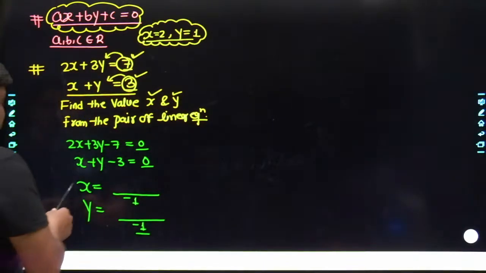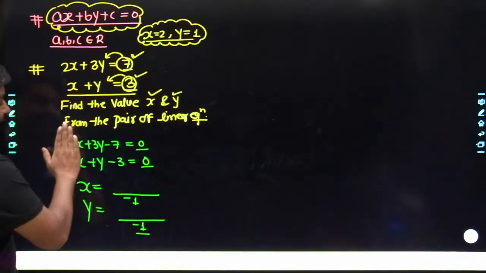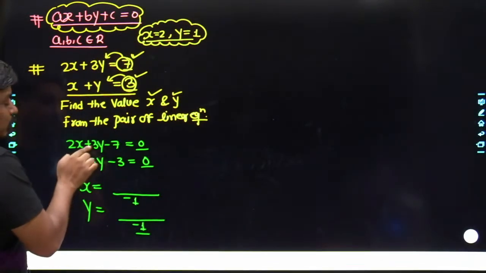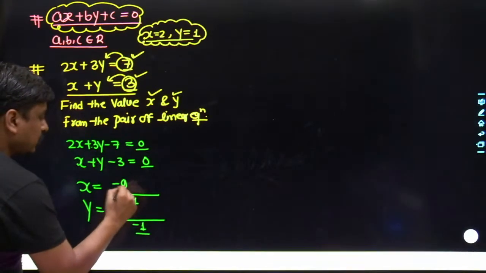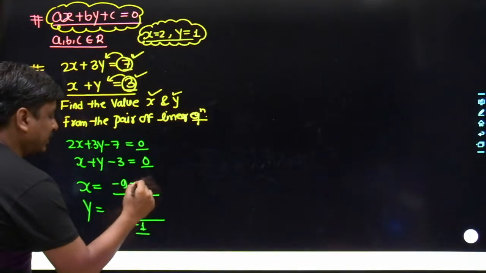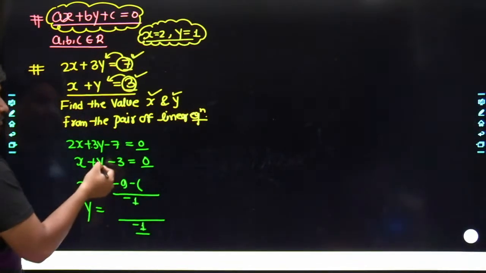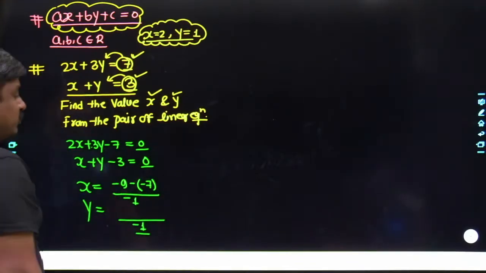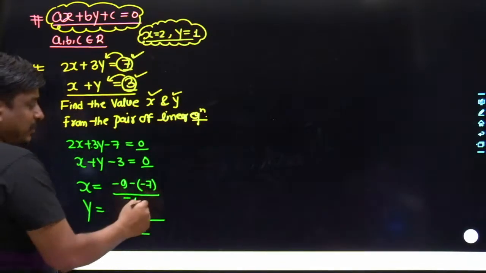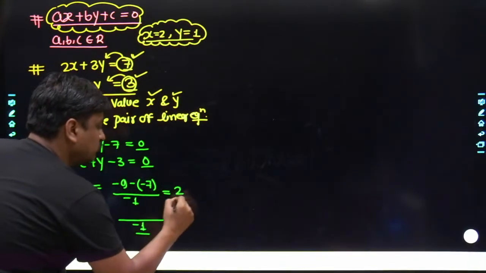Now, as you are in search of x, you will hide the component of x. Again, you will take the determinant. The determinant is going to be 3 into minus 3, that is minus 9. Then minus times minus 7 gets multiplied with 1, that is nothing but minus 7. Minus 9 plus 7 is going to be minus 2. Minus 2 divided by minus 1 is simply going to be 2.